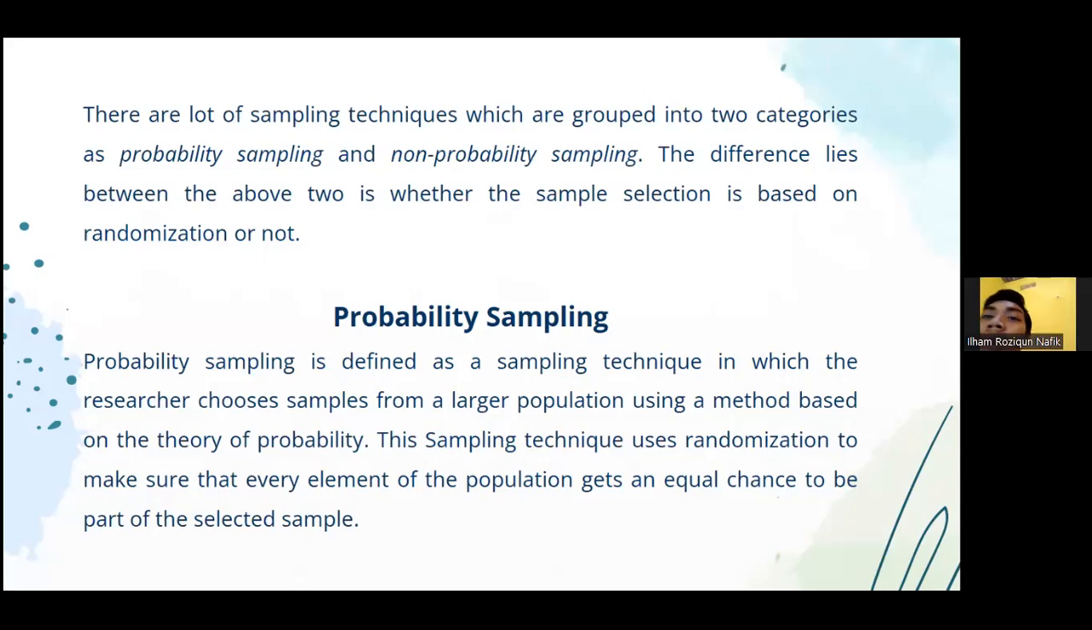Okay, the next one is sampling technique. There are two sampling techniques: probability sampling and non-probability sampling. The first one is probability sampling. Probability sampling is defined as a sampling technique in which the researcher chooses samples from a larger population using a method based on the theory of probability. This sampling technique uses randomization to make sure that every element of the population gets an equal chance to be part of the selected sample.